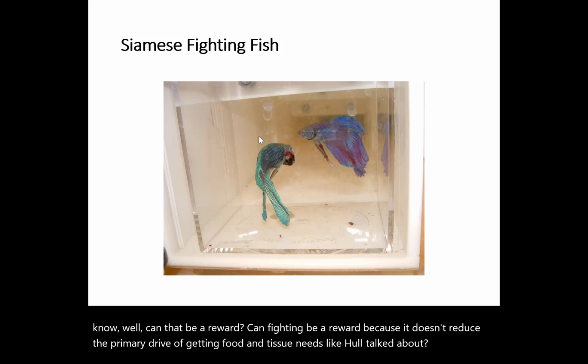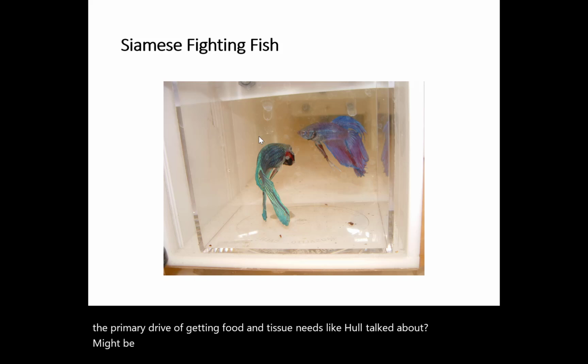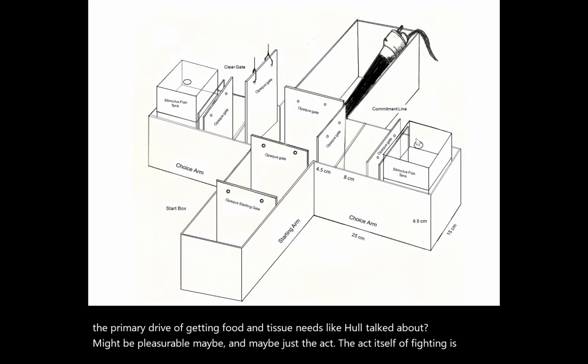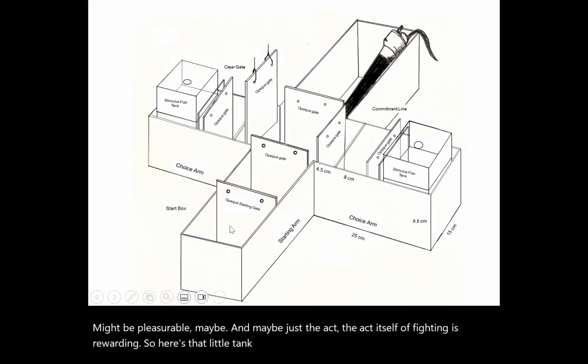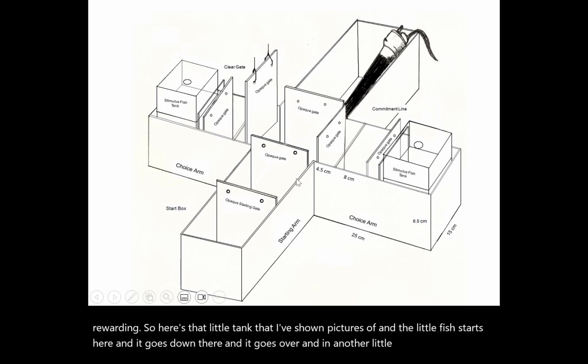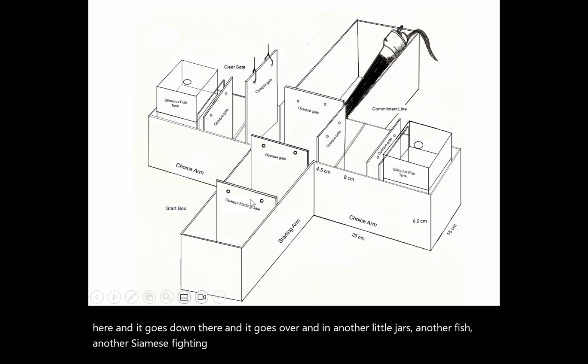Might be pleasurable, maybe. And maybe just the act itself of fighting is rewarding. So here's that little tank that I've shown pictures of, and the little fish starts here, and it goes down there, and it goes over, and in another little jar is another fish, another Siamese fighting fish. And I just asked, will it learn to navigate this maze, take a left turn to get to another fish?